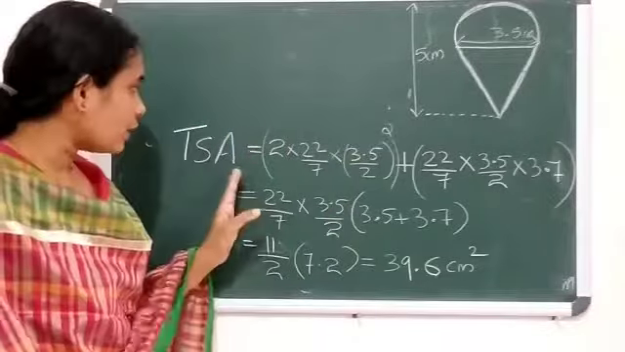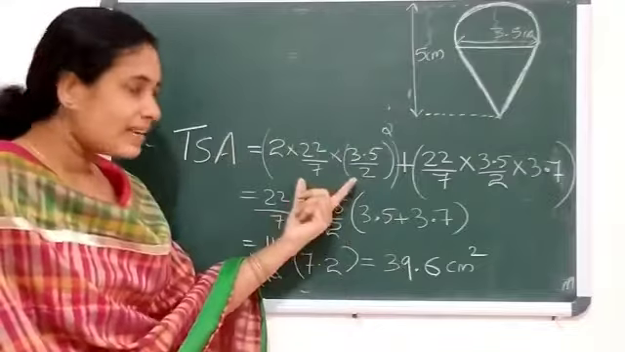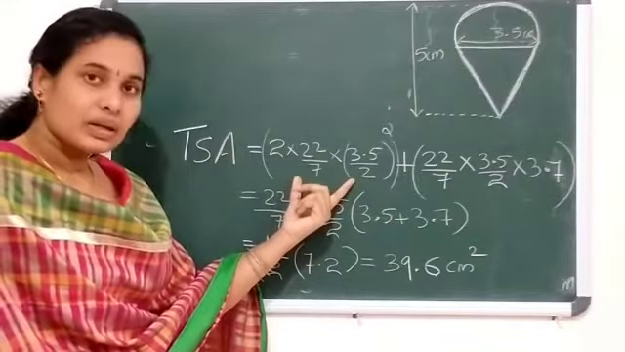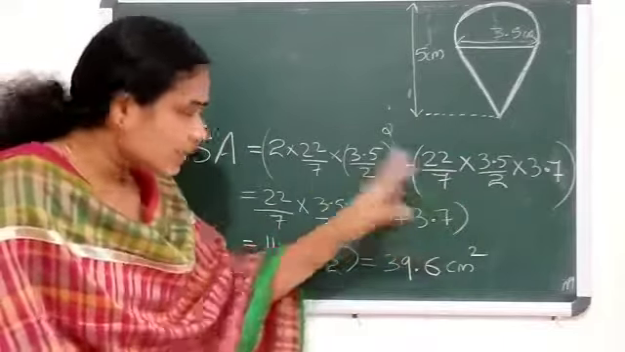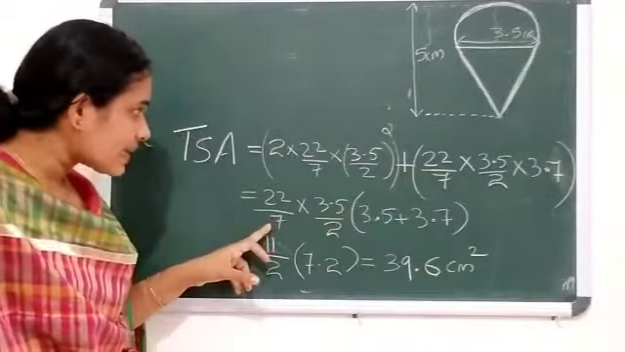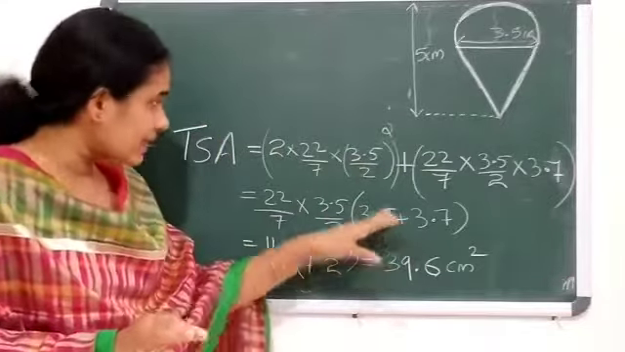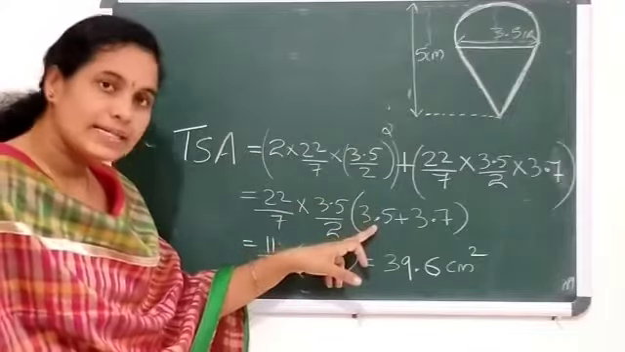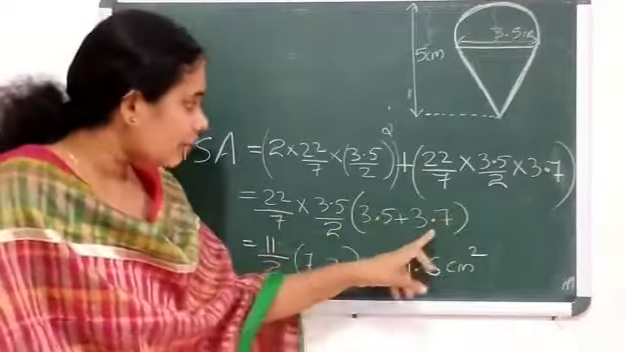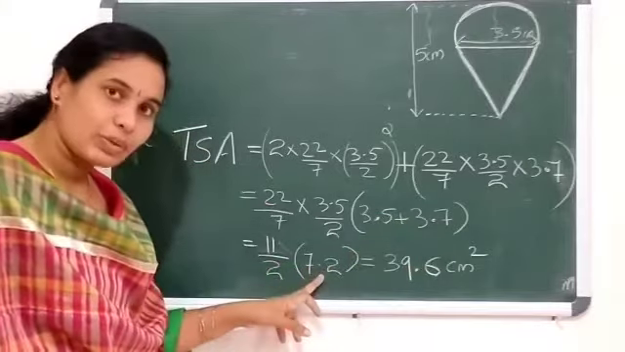Now we are going to find out the total surface area. The total surface area is the curved surface area of the hemisphere and the curved surface area of the cone. In both the terms, you can see that 22 by 7 and 3.5 by 2 is common. Now the remaining is here, 2 and 2 get cancelled. So here the remaining is 3.5 only, and here 3.7. Just add 3.5 and 3.7, you will get 7.2.